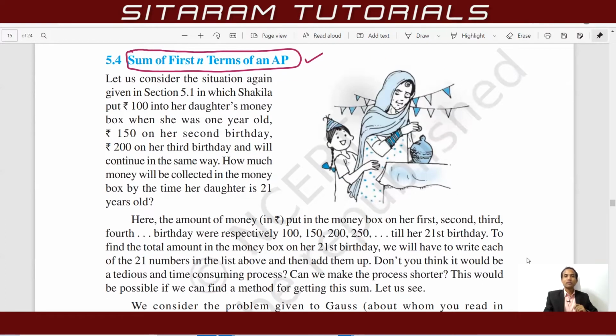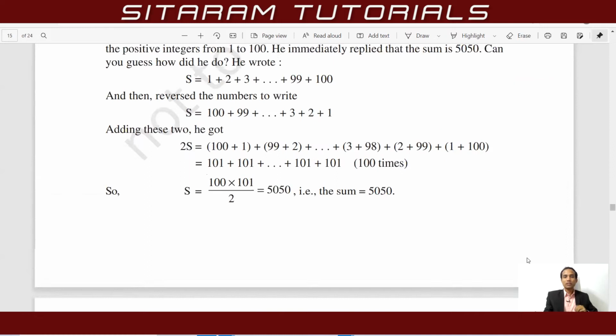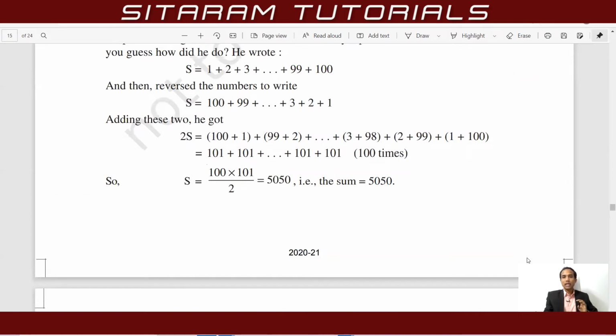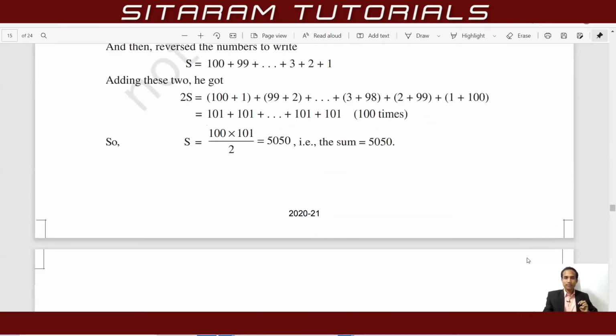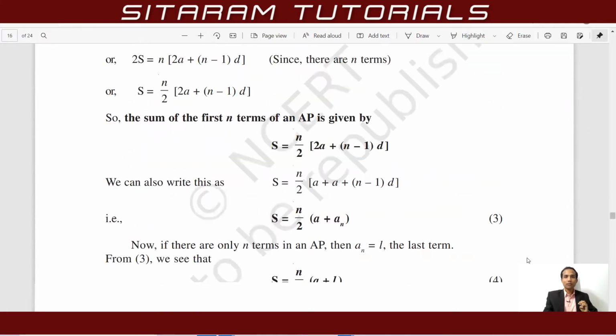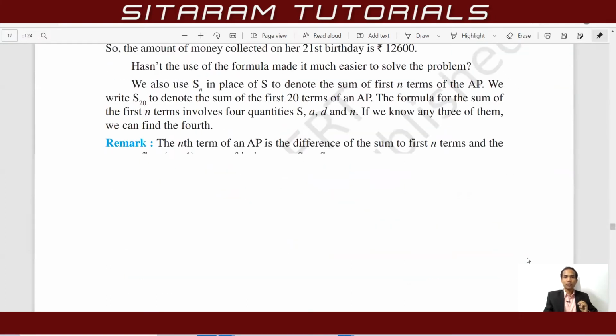In sum of n terms of AP, this topic is there, but only applications are not there. So what are applications? Applications are sum of real time situation problems. So I'm going to show you what are those type of problems.